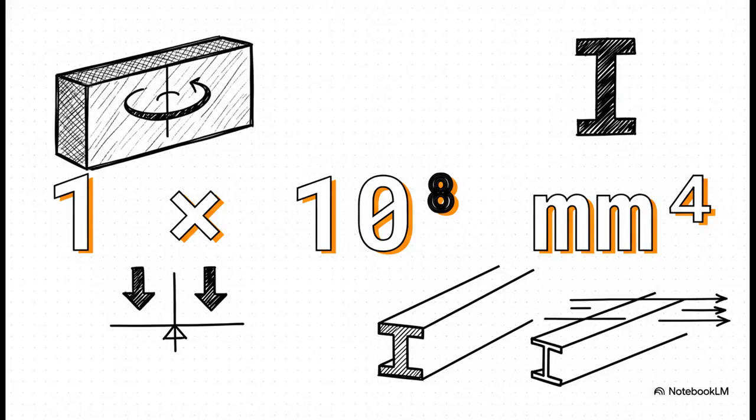First step, always, is to calculate the centroidal moment of inertia. We use our standard formula BD cubed over 12. We plug in our assumed values of B equals 1200 and D equals 100. When we do the math, this gives us a step-by-step calculated result of 1 times 10 to the power of 8, and the units are millimeters to the power of 4.